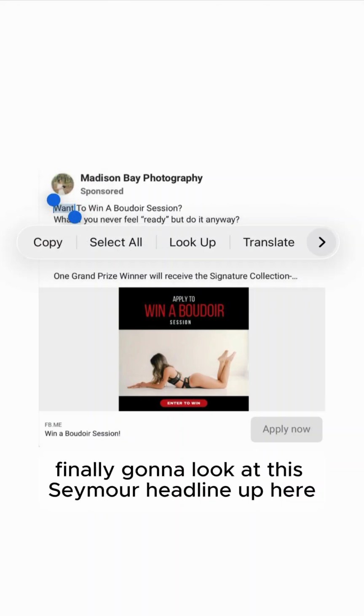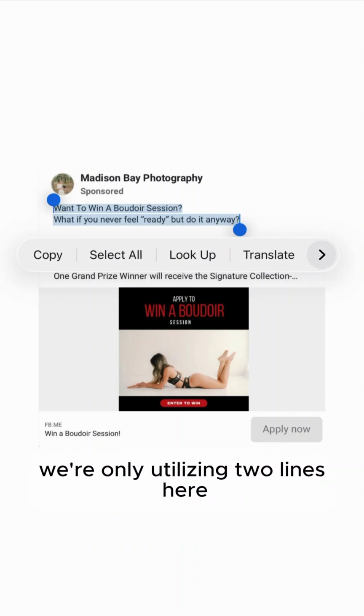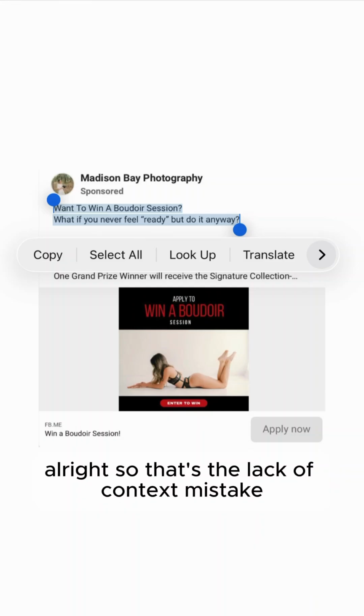Finally, going to look at this see more headline up here. First 2 3/4 lines, Facebook newsfeed mobile. We're only utilizing 2 lines here. Want to win a Boudoir session? What if you never feel ready but do it anyway? All right, so that's the lack of context mistake.